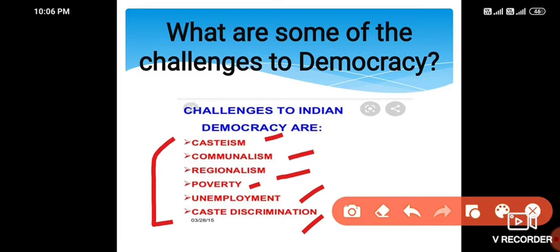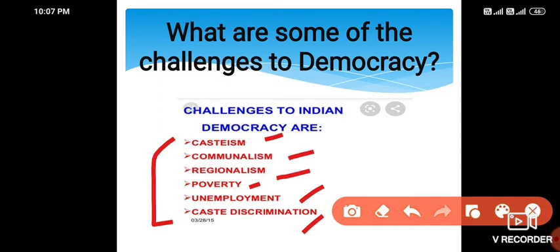And also not only that, but unemployment, as you can see from the point. Because of the challenges of unemployment, in India there are lots of educated persons, but because of the vast population, we have approximately 1.3 billion people in India, and not everyone is getting employment in the government sector or in the private sector. Because of that, it is also leading to challenges in democracy.